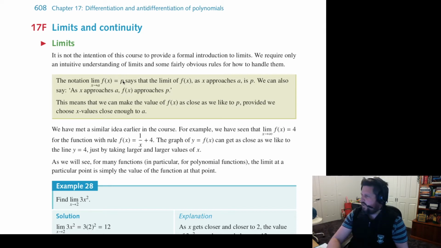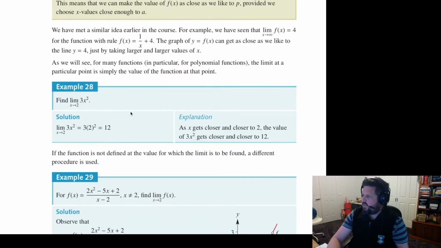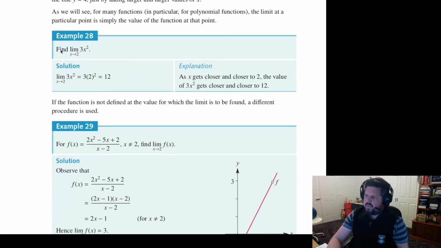So it says here, this means that we could make the value of f of x as close as we like to p, provided we choose x values that are close enough to a. So example 28 here says find the limit as x approaches 2 for 3x squared. What we're going to do is substitute in 2 where this x is, which is basically saying as x gets closer and closer to 2, we're going to find out what the value of this is equal to. By substituting 2 in and evaluating, we can see that it gets closer and closer to 12.